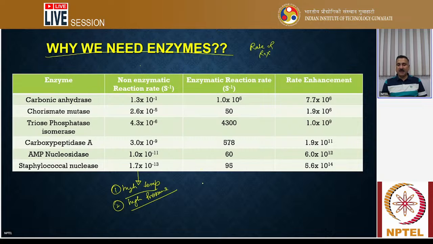But what will happen is that some of the substrates are not going to be stable. Substrates are not going to be stable if they are kept at a high temperature and high pressure. For example, if I am keeping a high temperature like 120 degrees.